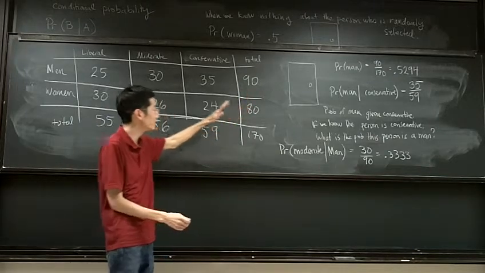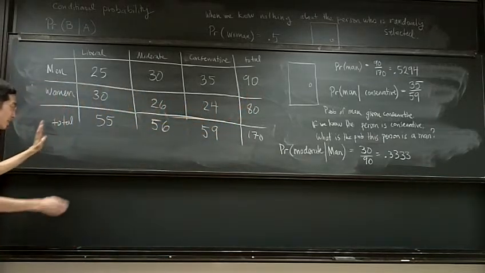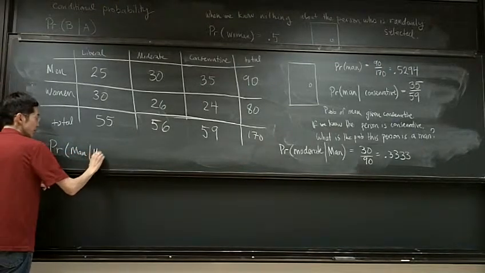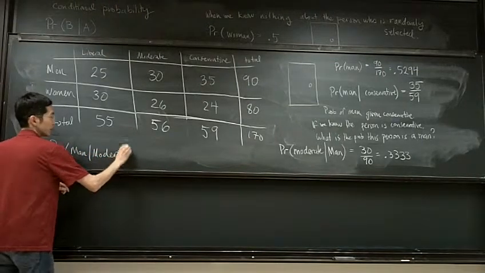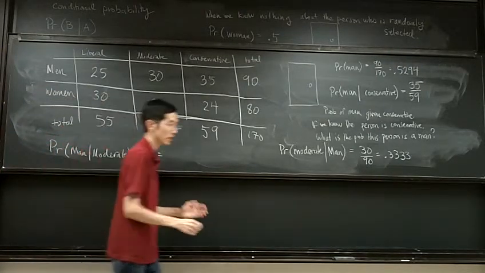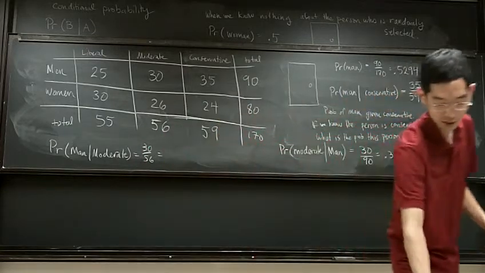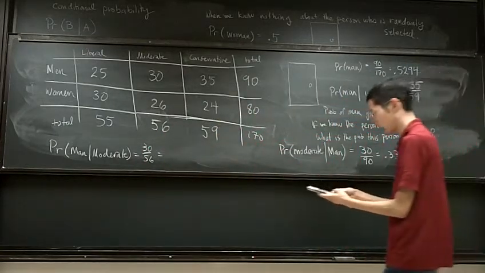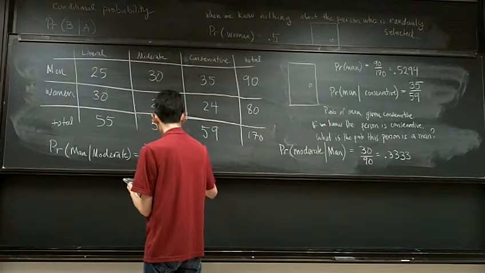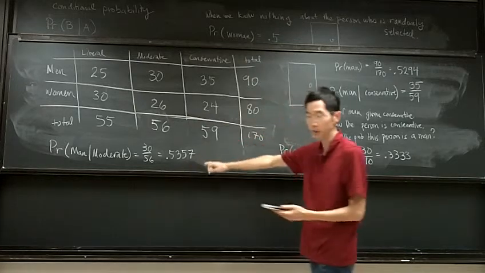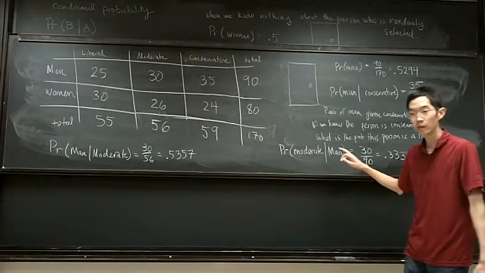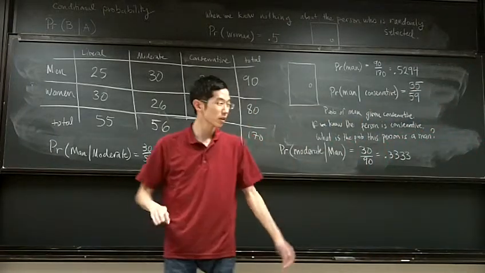Okay, so some of you might have answered the other question, which is probability of man given moderate. So some of your answers might have been 30 divided by 56, which is a different answer. That's something else. Some of you might have come up with that answer, but that is not what I asked. So make sure you understand the difference here.